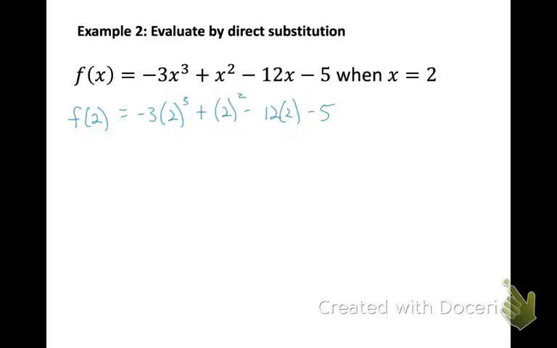And then I'm working left to right, and so I'm going to cube my 2, which is 8. 8 times negative 3 is negative 24. 2 squared is 4. Negative 12 times 2 is negative 24 minus 5. And then if you work left to right, either by hand or on your calculator, you will see that f of 2 equals negative 49. And so we write it in that final notation so that we can see exactly what f of x equals when we plug in 2. f of 2 equals negative 49.